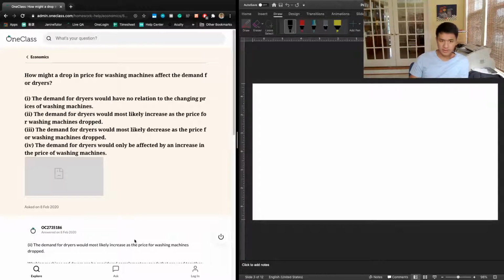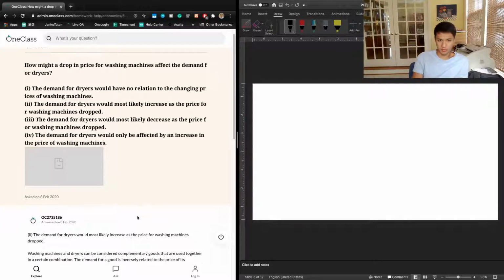One says no relation, that's not correct. Two says demand will go up because the price goes down for washing machines. That seems to be the right answer, but let's take a look at three and four. Three says decrease, that's not true. And four says only affected by an increase in the price of washing machines, and that's not true either. So two is going to be the best answer here, because demand for dryers will most likely increase as the price for washing machines drops.